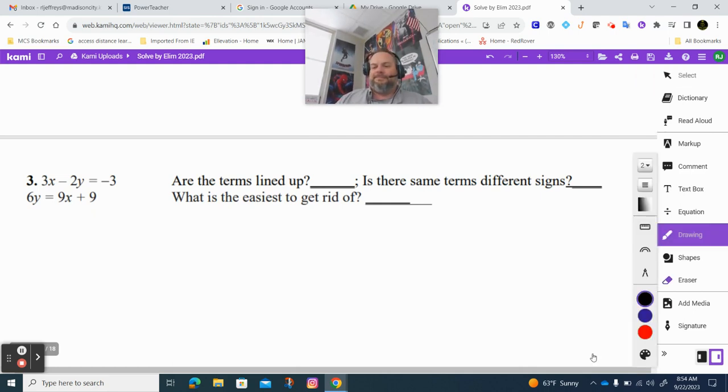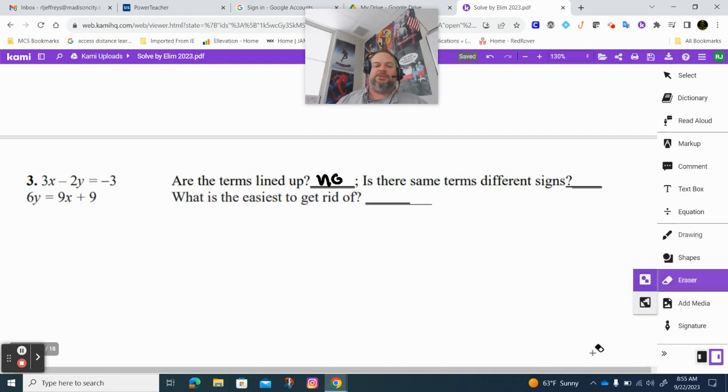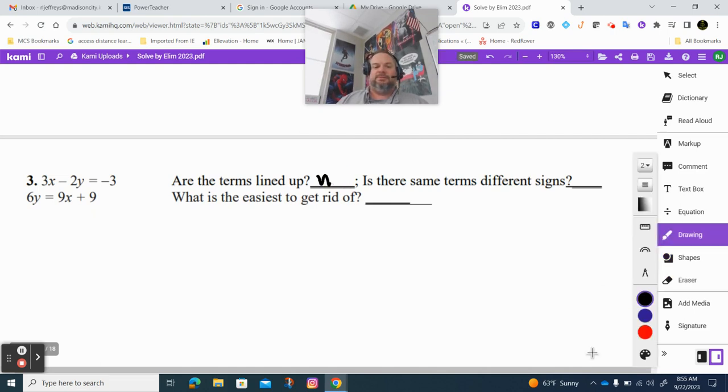All right, are the terms lined up? No. So we got to do something different. Okay? That looks like an NG. There we go. All right. Let's kind of leave this one alone. I'm just going to rewrite it right here. Just a happy little accident. All right.